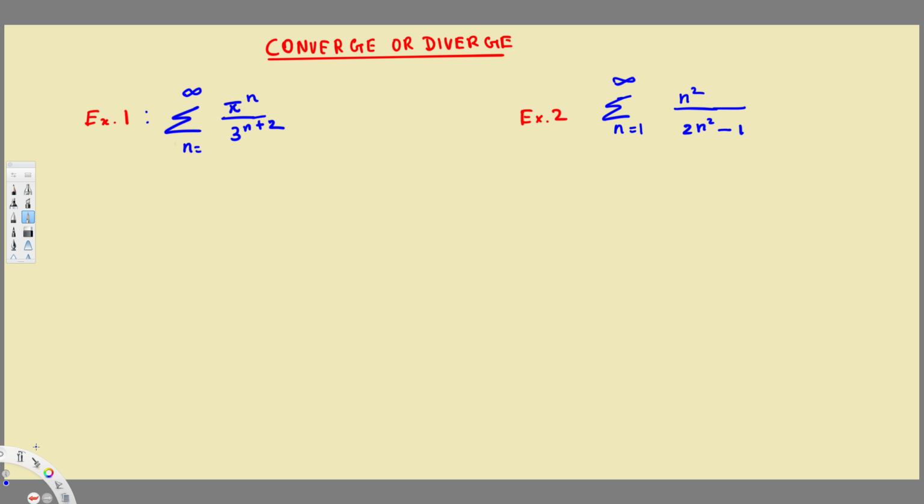Let's do this problem right here. The question is asking whether this one converges or diverges. So to find that, actually this one is 1 right here. This is 1. And here, let's look at the first one.